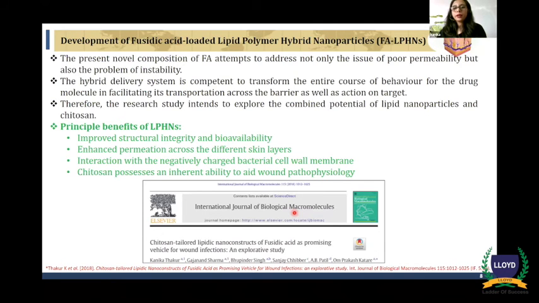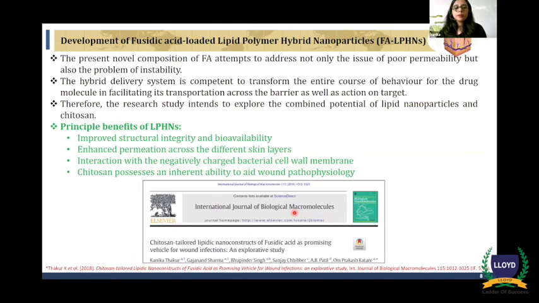So the two major factors to be looked at here are, number one, definitely we wanted to improve the permeation as well as the retention capacity of this molecule. And secondly, it was also in our mind to provide a kind of protection to this molecule so that it is not subjected to atmospheric degradation and hydrolysis.